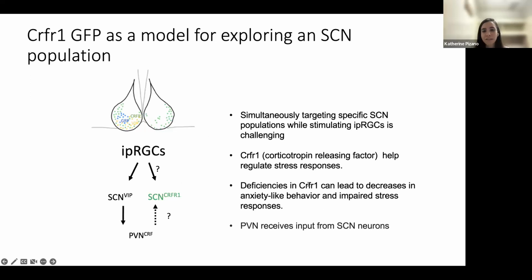So what is CRF? We know that CRF helps regulate stress responses, and deficiencies in CRF lead to decreases in anxiety-like behavior as well as impaired stress responses. We also know that SCN VIP neurons synapse onto these CRF neurons in the PVN to help shape some of these responses.